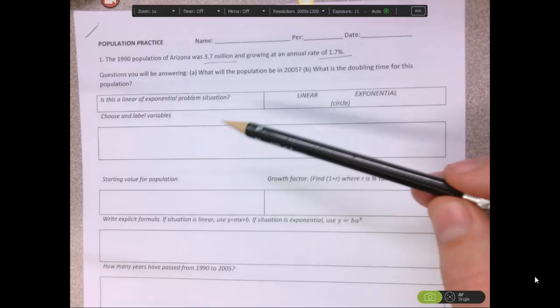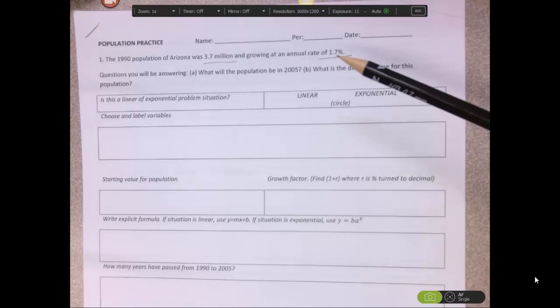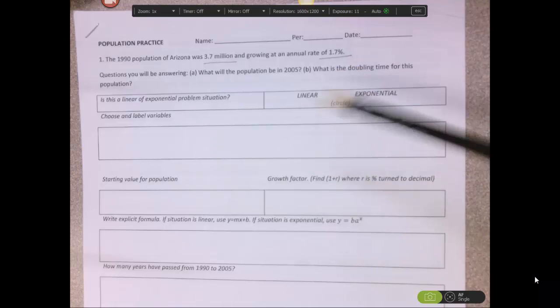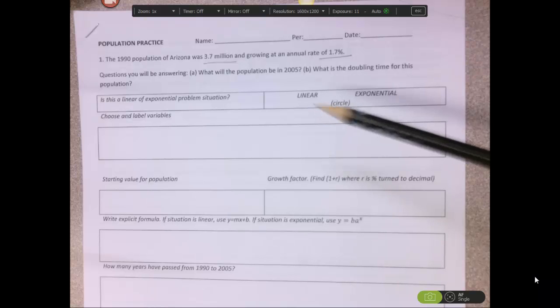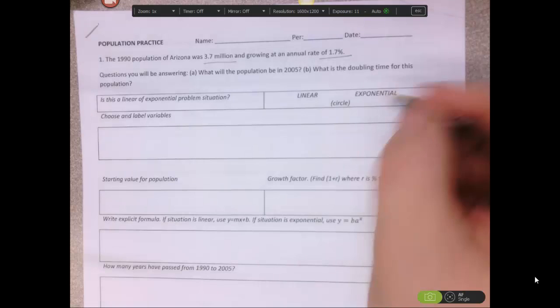So first of all, is this linear or exponential? It's giving us a percent growth rate, not a fixed amount added or subtracted a year. If I go up by the same amount every year, I'd be linear. If I go down by the same amount every year, linear. But instead we've got this percent multiplier, so we're exponential.